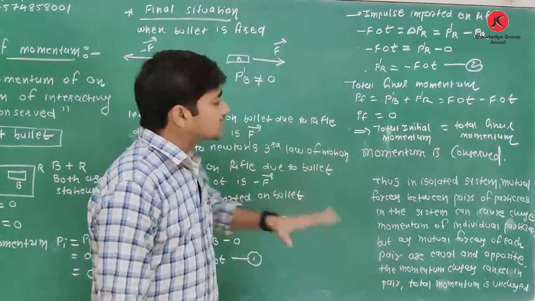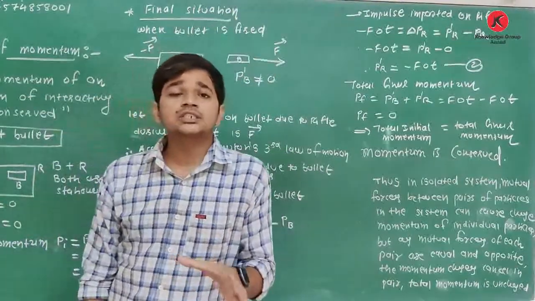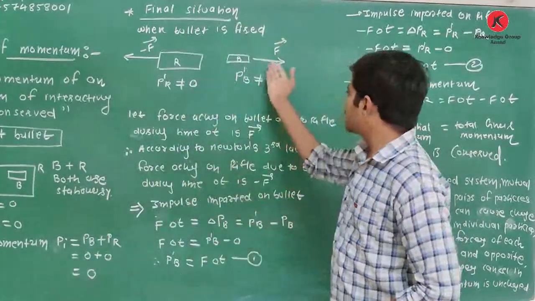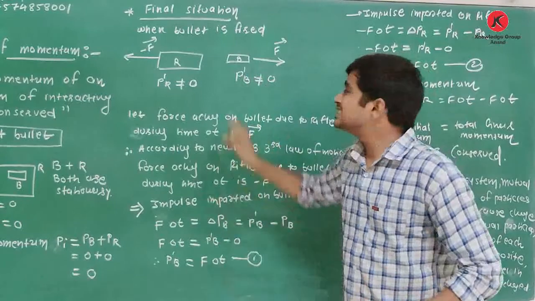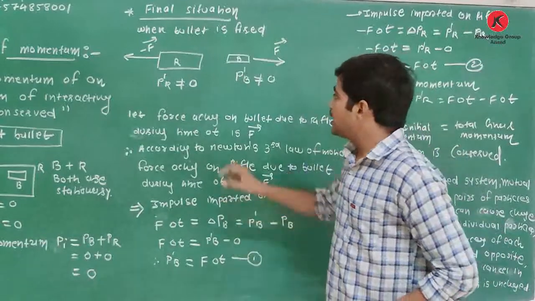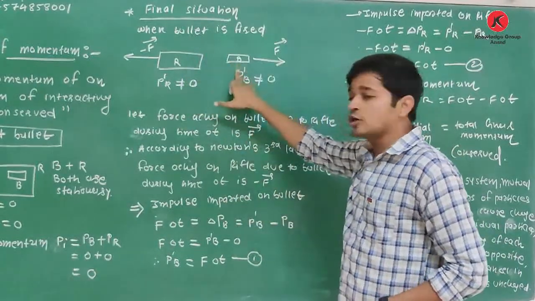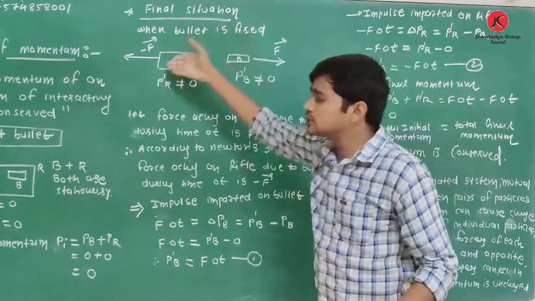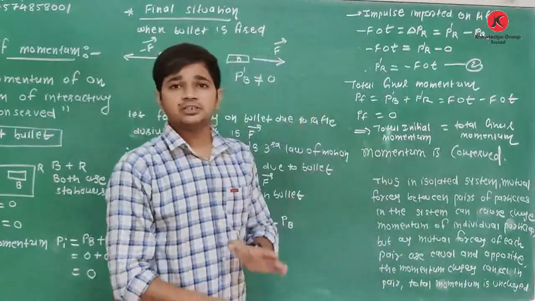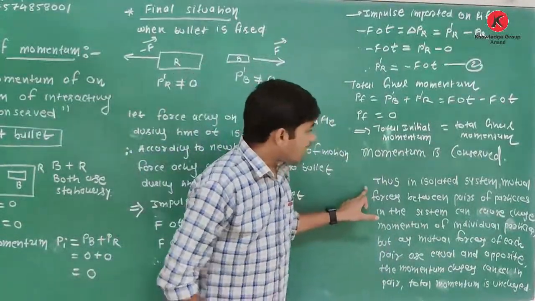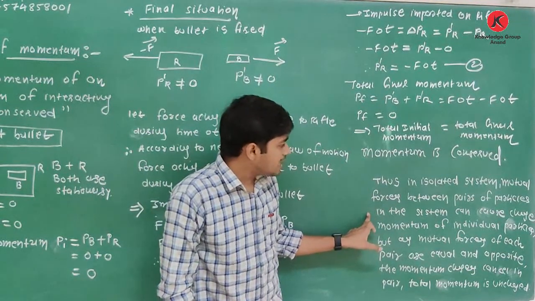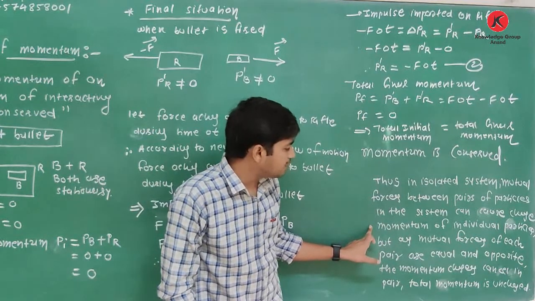Now why is momentum conserved? An isolated system means the external force acting on the system is 0. You will say, sir, there are forces acting on the bullet and rifle, but these are called mutual interacting forces. The rifle exerts a force on the bullet, and that's why the bullet exerts a force on the rifle: F and minus F, interaction forces. In an isolated system, mutual forces between pairs of particles can cause change in momentum of individual particles.